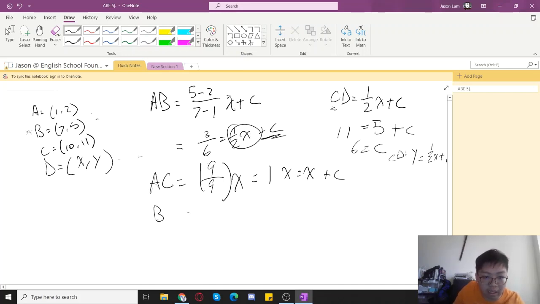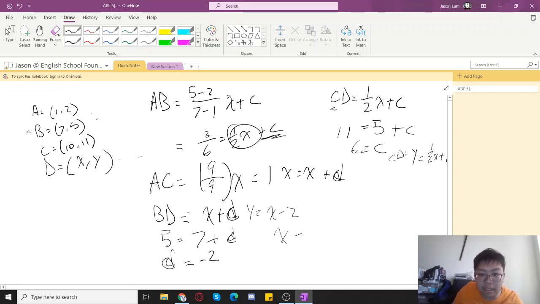Now for BD, again, we have the gradient, so x plus c. We have x plus c, but we don't know what the next part is. I should probably label this as d so we don't confuse it with this c. So x plus d. Again, we have B, so let's just use B. We know 5 equals 7 plus d, so d equals minus 2. Now we have the equation y equals x minus 2.